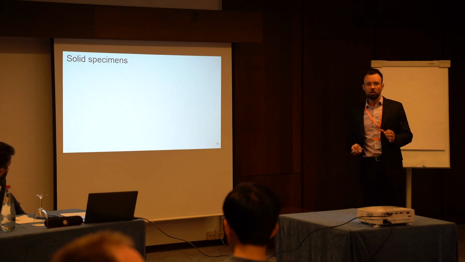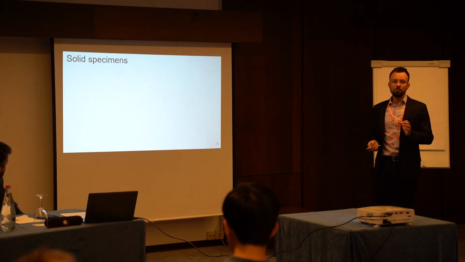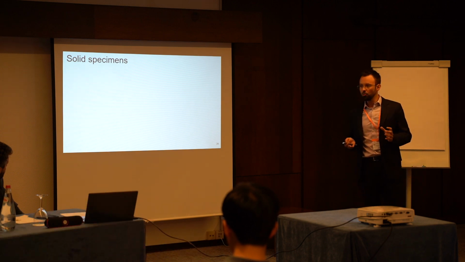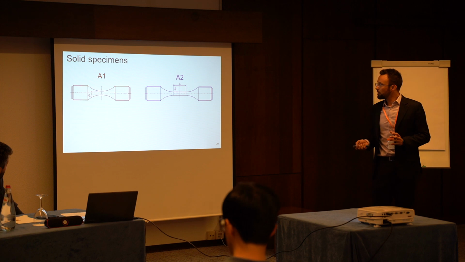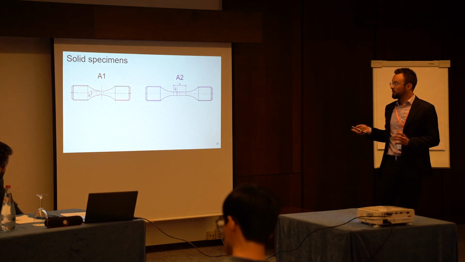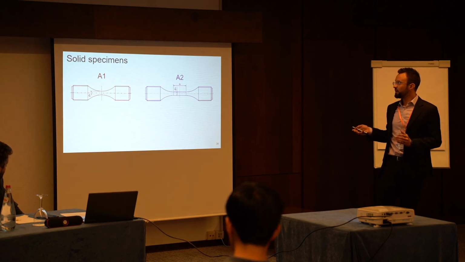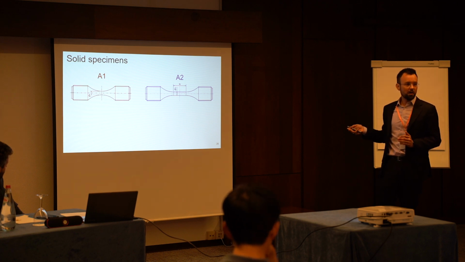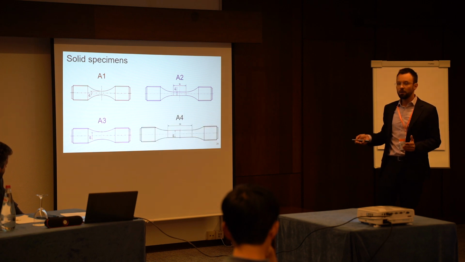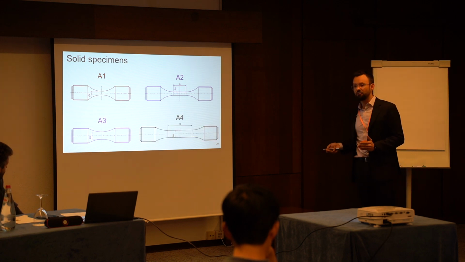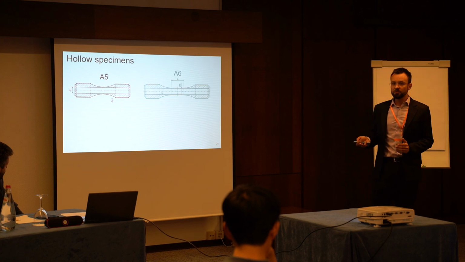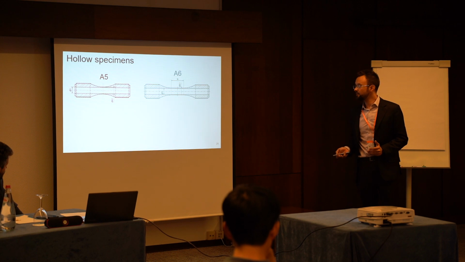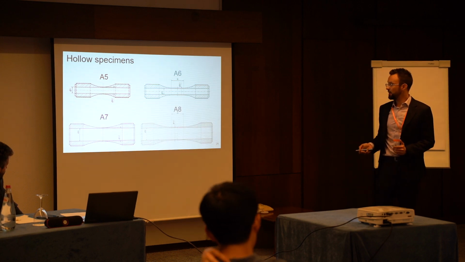We start with solid cylindrical specimens, same material, same bar, same load conditions, push-pull. Here are the A1 and A2. We can see, for example, the difference is only the size. A2 has a longer central part compared with A1. And here are the A3 series and A4 series. We also study the hollow specimens, hollow cylindricals, A5 and A6, A7 and A8 series.